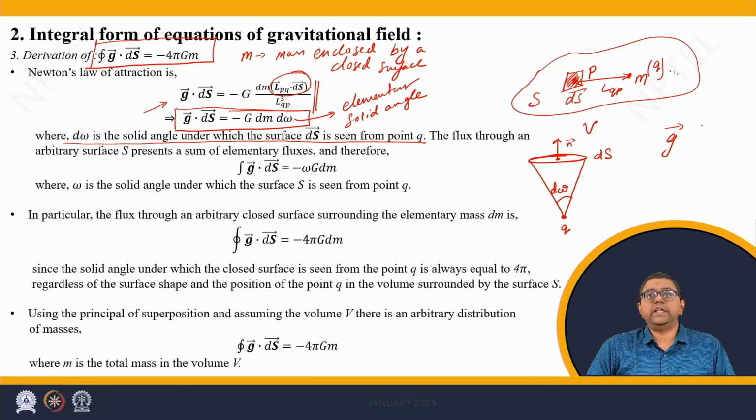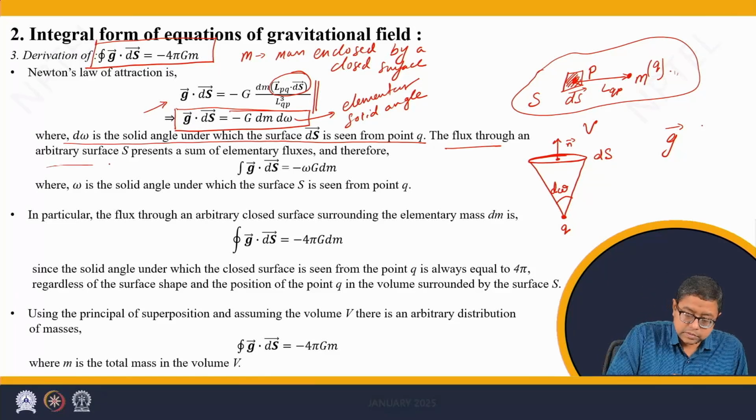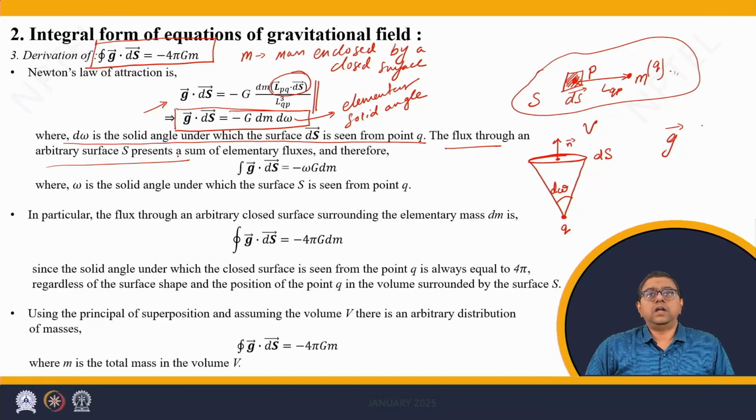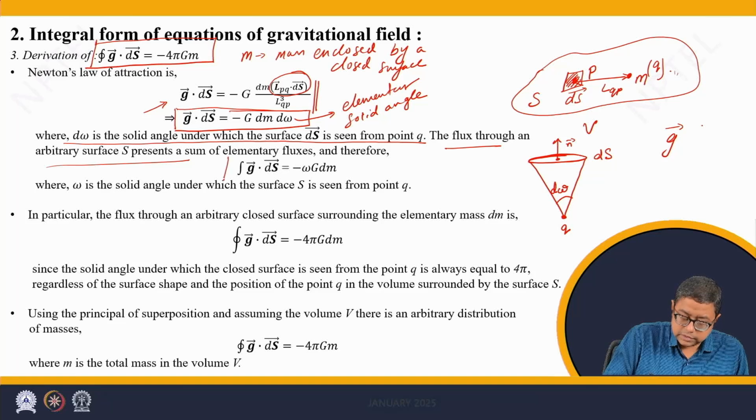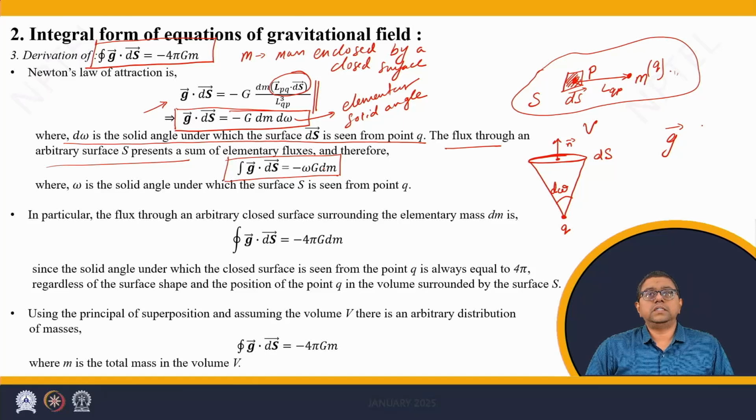The elementary surface area dS subtends the elementary solid angle dΩ at point Q. The n vector is the vector perpendicular to the surface area. Now we consider the total flux through this arbitrary surface area, which is given by the integral of g dot dS. This is nothing but the integral of the solid angle for the entire closed loop.